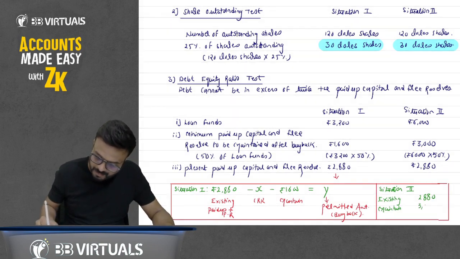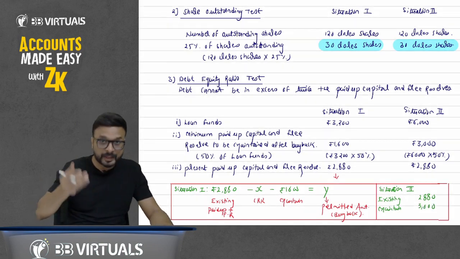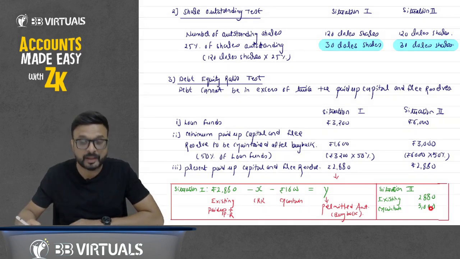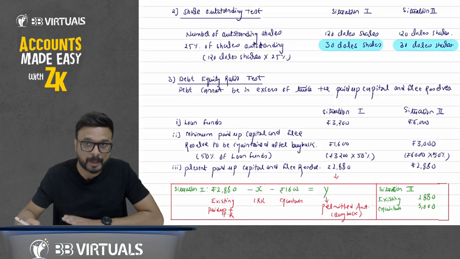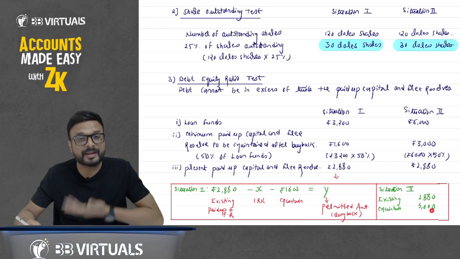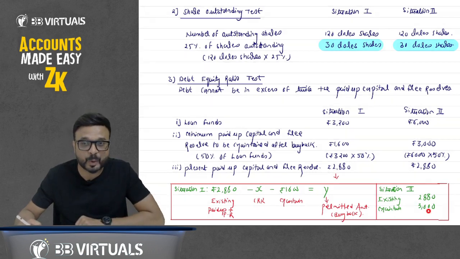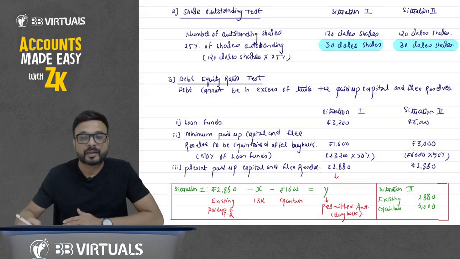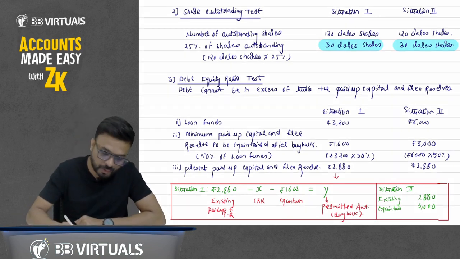So their paid up capital and free reserve is already below the amount they should maintain. The amount that they should maintain in the form of paid up capital and free reserve is 3000 minimum, and the existing is 2880, which is lower than 3000. It means they cannot do buyback here. Why? Because they should maintain 3000, and it is already below 3000.